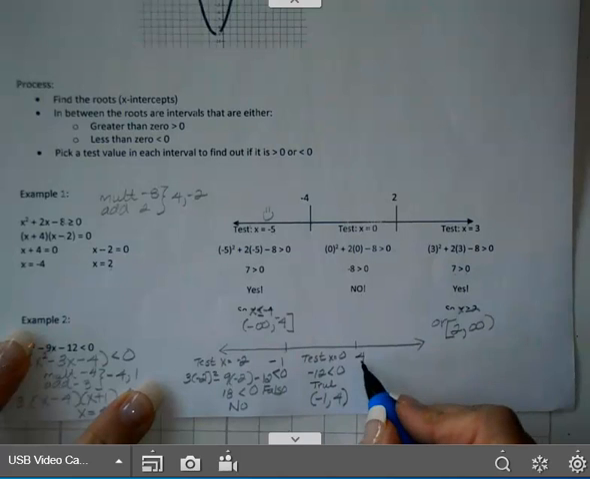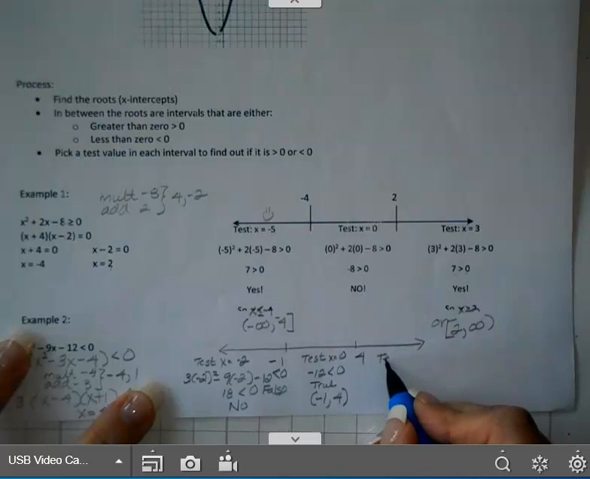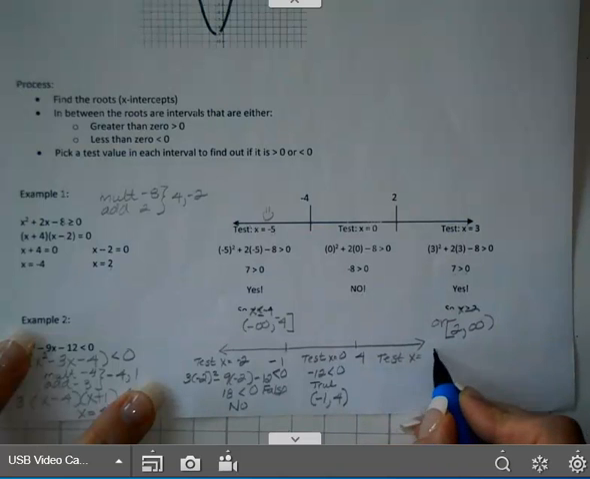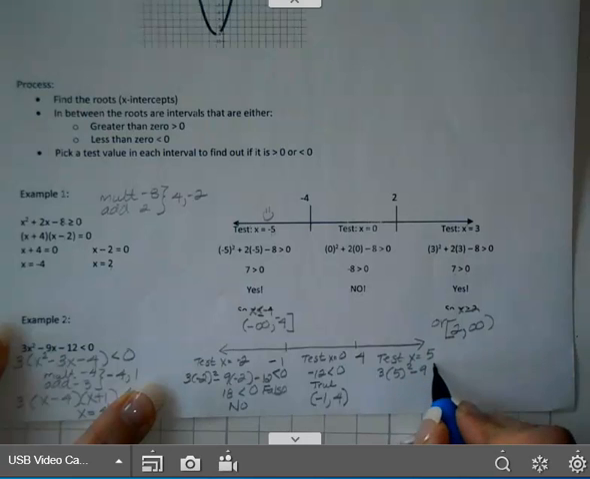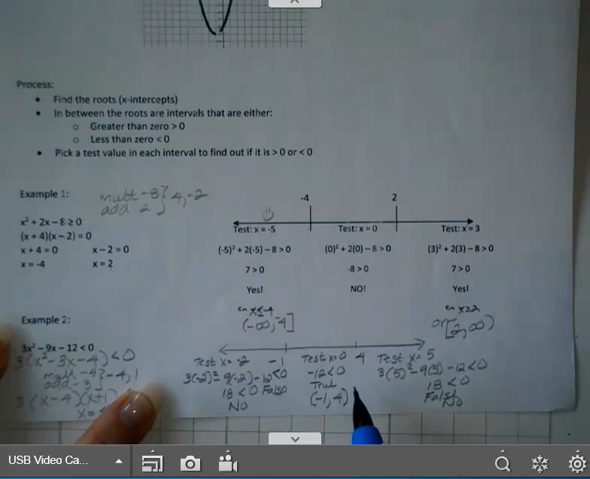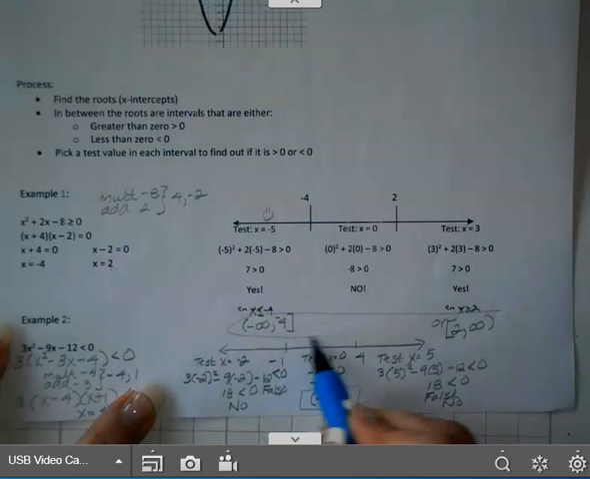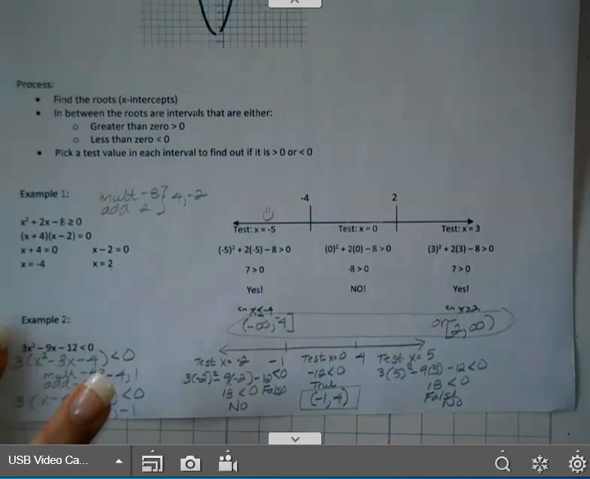And then if I test above 4, maybe 5. So this will be 3 times 5 squared minus 9 times 5 minus 12. Is that less than 0? That's going to give me 18 when I plug that in. And 18 is not less than 0, so this is false. So it's no for this section. So my answer is -1 to 4. And up here you had to put those two parts together for your answer.